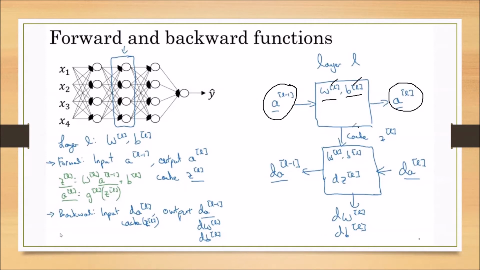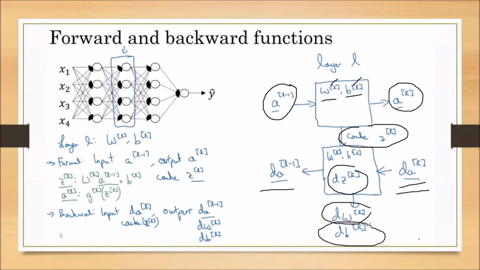Now every time we are caching Z[L], we are storing Z[L]. By using this Z[L], we are calculating dZ[L]. This dZ[L] is nothing but the differentiation of the loss function with respect to Z. So in the back propagation, we are calculating dA[L-1] when the input is dA[L]. In this process, we are obtaining dW and dB. These two are useful to us in the gradient descent.